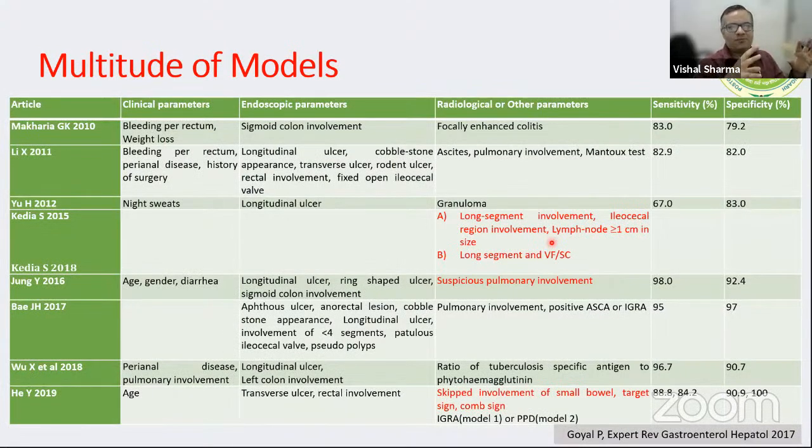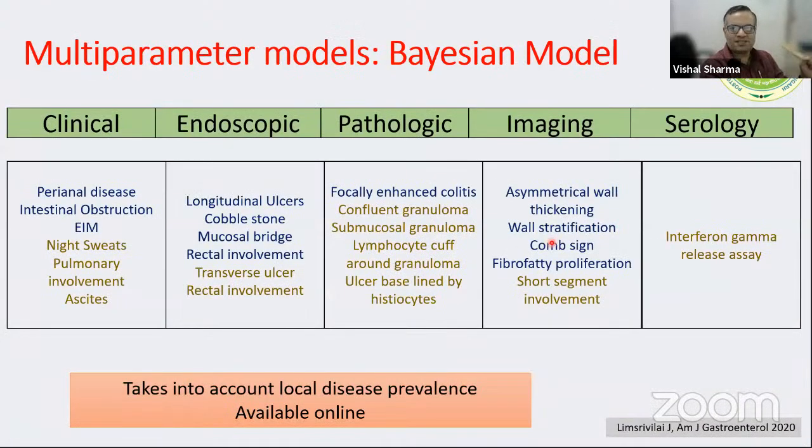Then there are a lot of models which take multiple parameters and try to combine them. I'm not going into the detail, except mentioning this one single model, which is a multi-parameter Bayesian model. And this uses a combination of clinical, endoscopic, pathological, imaging, and serological parameters and may give you a probability. But the probability is dependent upon the local disease prevalence. And you may not always have data for the local disease prevalence. But this is one of the better models, and this is available online for people who would want to use it.